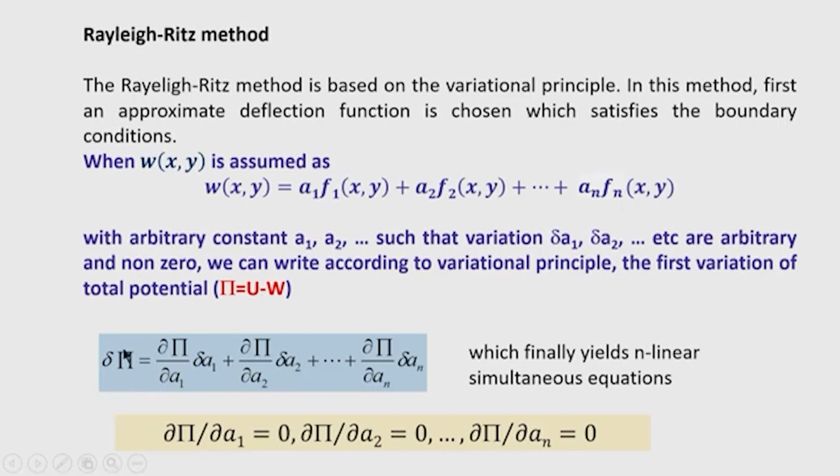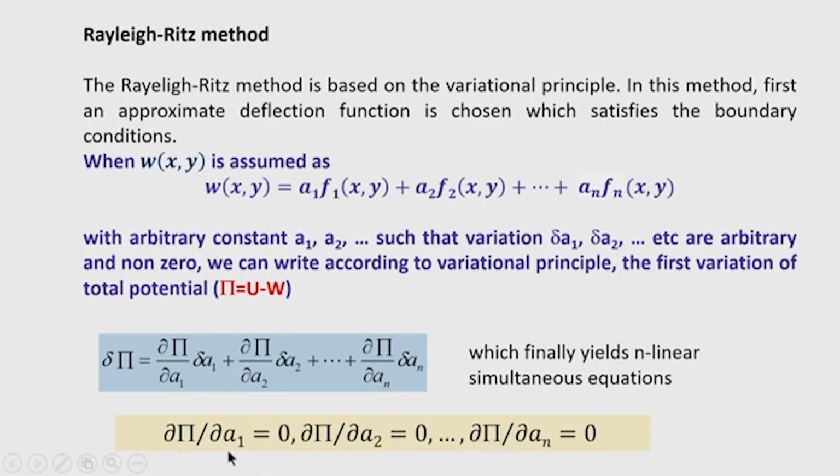Now, for any arbitrary variation of the total potential, the equation is written: del pi by del A 1 into delta A 1 plus del pi by del A 2 delta A 2 plus other terms, and finally del pi by del A n into delta A n. Since delta A 1, delta A 2 up to delta A n are non-zero arbitrary constants, the individual coefficients must vanish, that is del pi by del A 1 equal to 0, del pi by del A 2 equal to 0, and like that del pi by del A n equal to 0.